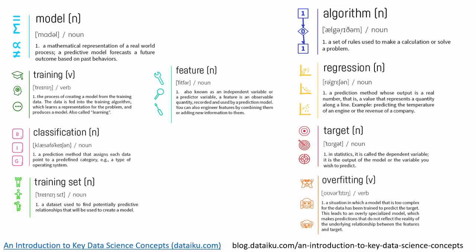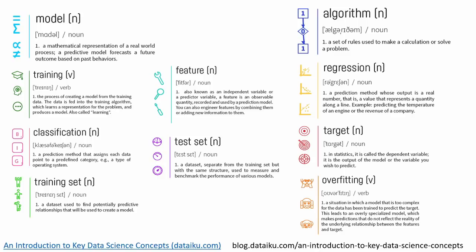Overfitting. A situation in which a model that is too complex for the data has been trained to predict the target. Now pay attention here because it's important. This leads to an overly specialized model, which makes predictions that do not reflect the reality of the underlying relationship between the features and the target. And lastly, what is our test set? Our test set is a data set separate from the training set, but with the same exact structure. And we use it to measure and benchmark the performance of various models.